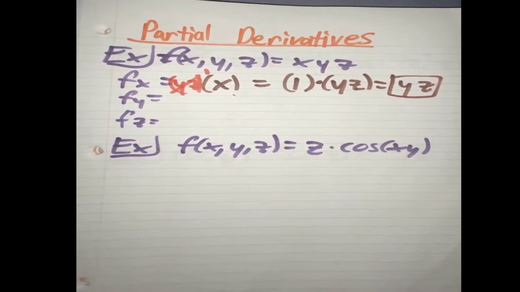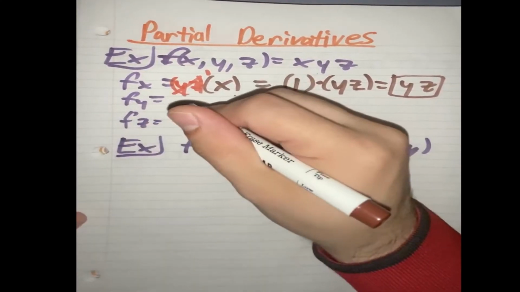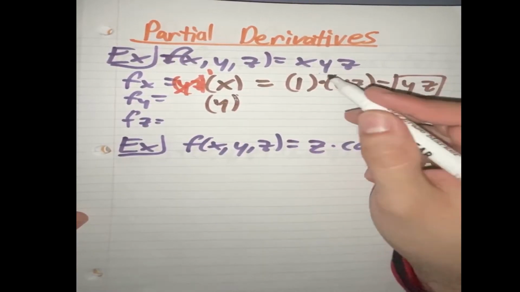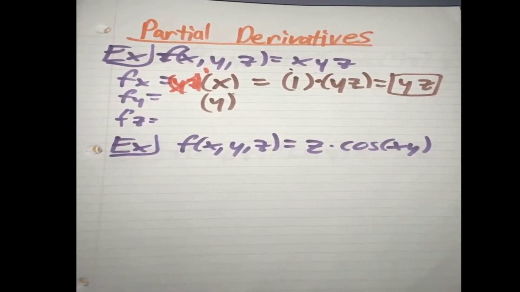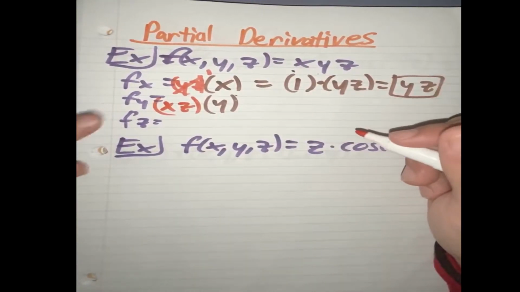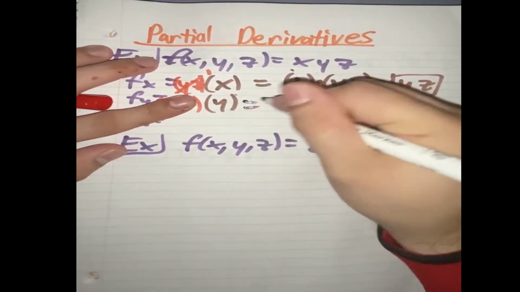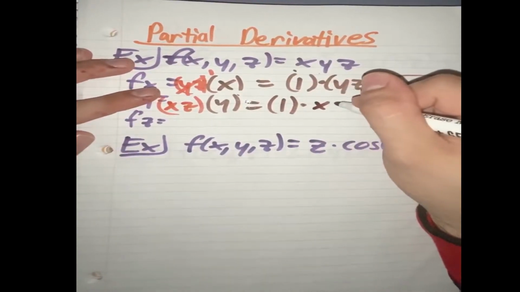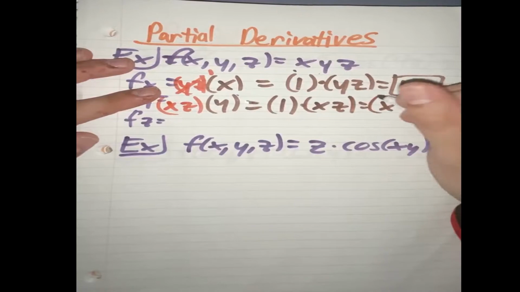Now, the same thing is true for f of y. When we're taking the partial derivative with respect to y, everything that's a y is our function, and everything that's not y is a constant. So in this case, our x and z are constants of 1. Basically cover them up and just differentiate with respect to y. The derivative of y with respect to y is 1 times our constant, which is xz. So it's simply equal to xz.